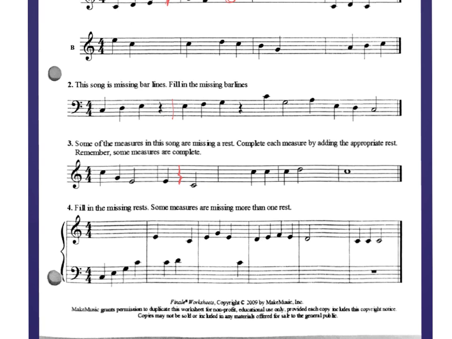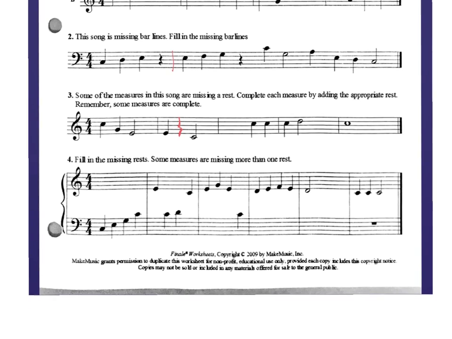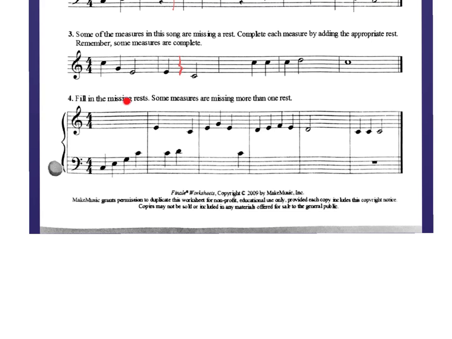Okay. For number 4, it's the same thing. You're just filling in more measures. So every measure should have 4 counts, and you're filling them in with rests. Remember, if there's an entire measure, then that's going to get what's called the whole rest. Okay, whole rest. There you go. Okay, Bob's your uncle.